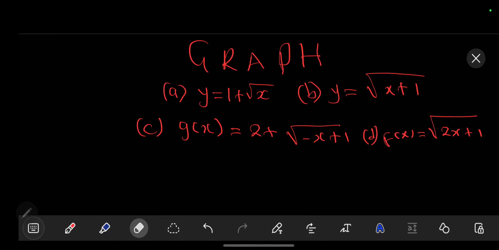So here today we are doing graphing of radical functions. We are going to be graphing using the method of translation.